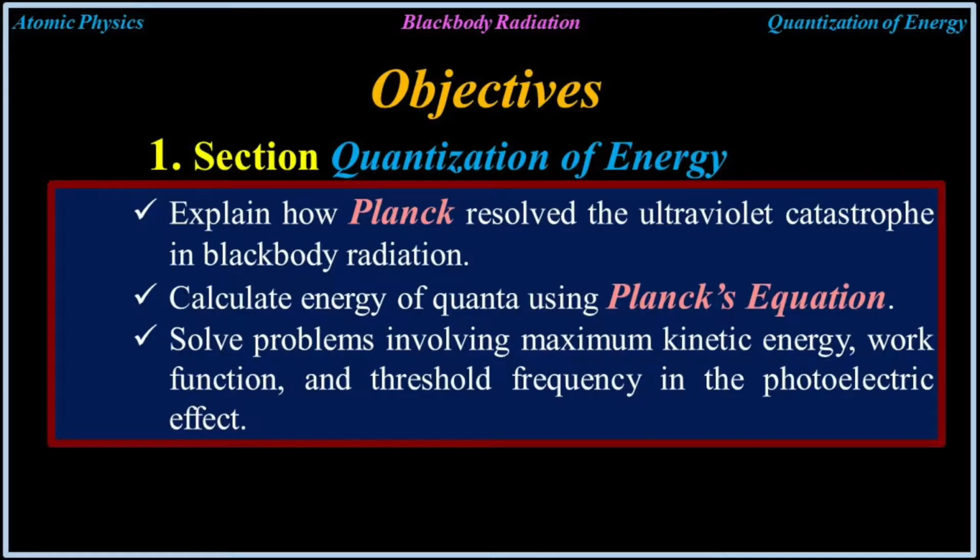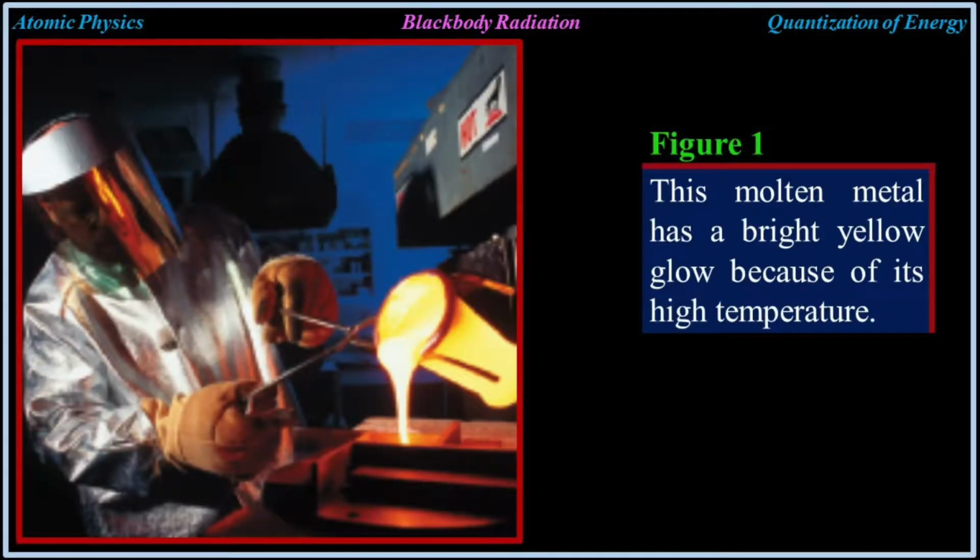Section 1, quantization of energy. Explain how Planck resolved the ultraviolet catastrophe in black body radiation. Calculate energy of quanta using Planck's equation. Solve problems involving maximum kinetic energy, work function, and threshold frequency in the photoelectric effect. Figure 1, this molten metal has a bright yellow glow because of its high temperature.